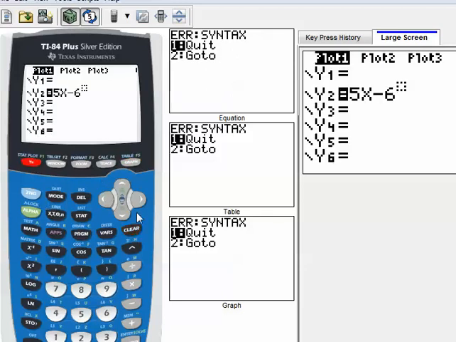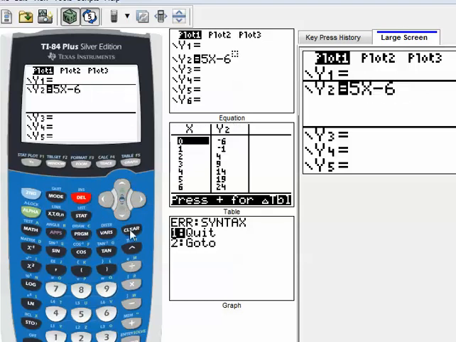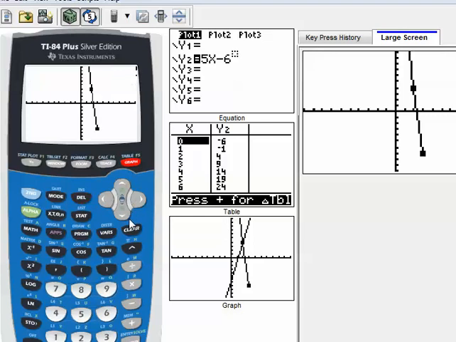Y equals. Delete that. Thank you. 5x minus 6, and hit graph, and it would graph it out for us, and it looks like this line right here. Okay? Looks like this line going right here. This other one that you see right there is one from that plot that's over here. Plot. Okay? I can get rid of that plot.